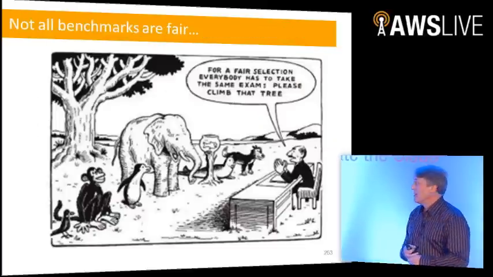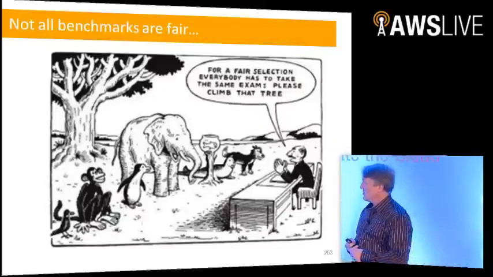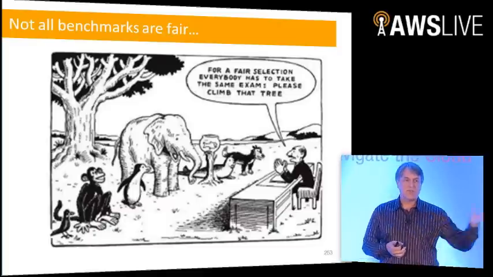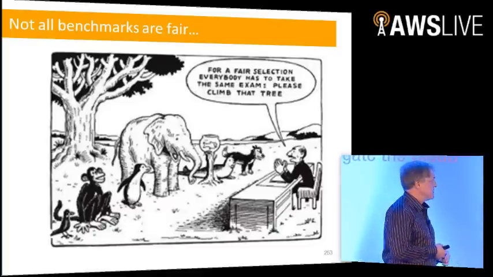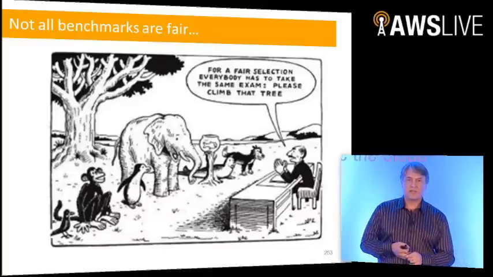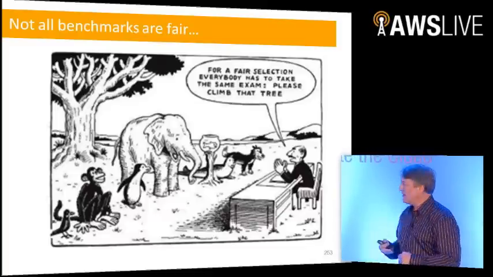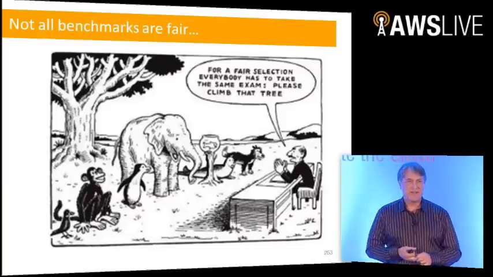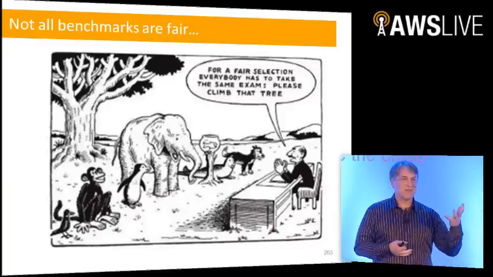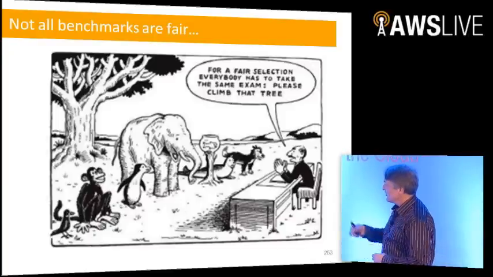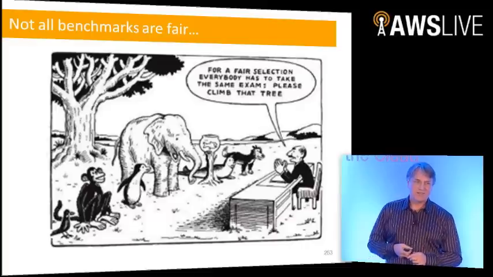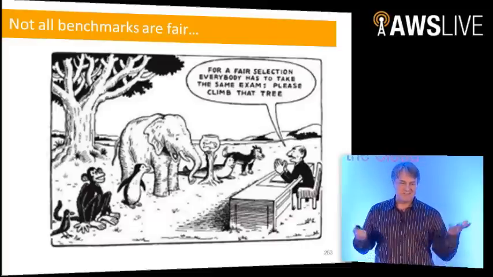Another comic here, just to give you a quick understanding of what's going on. There are a bunch of animals here. The examiner is saying, okay, for this selection criteria, I'm going to ask you all to climb the tree. There's a monkey on the left, and that monkey is looking very happy because this test is made for them. There is a goldfish in the middle that is probably saying, oh crap, this is not good for me.